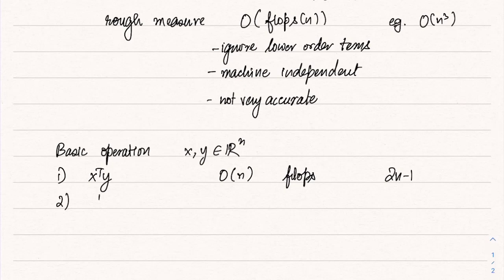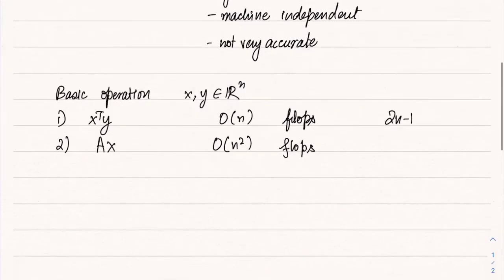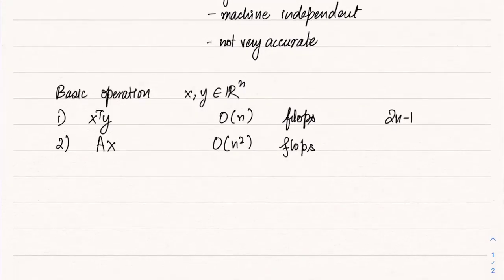Then second, suppose that I have to do matrix vector multiplication. How many flops would that take? You can see that you would have to multiply each row of this matrix with x. So each row would take order n flops, and let's say that there are n rows, then the requirement would be order n square flops. So matrix vector multiplication takes order n square flops.